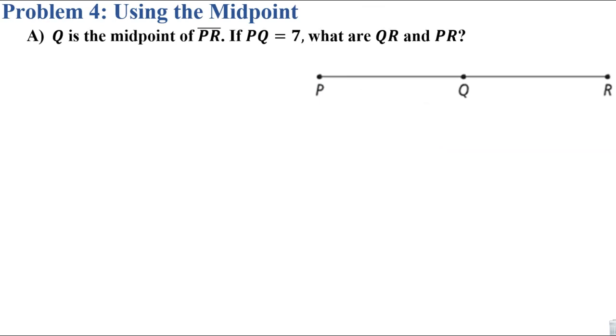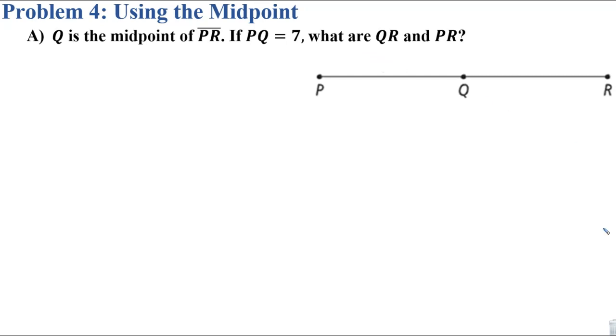So let's look at using that idea of a midpoint. Okay, similar question to the first one we started off with. This one says that Q is the midpoint of segment PR. If PQ, or the length of PQ, is 7, what are QR and PR?